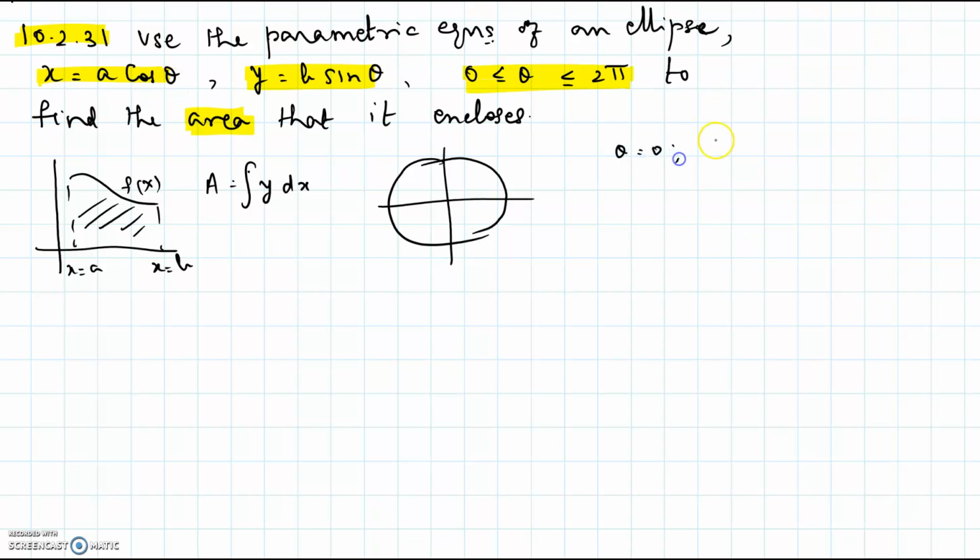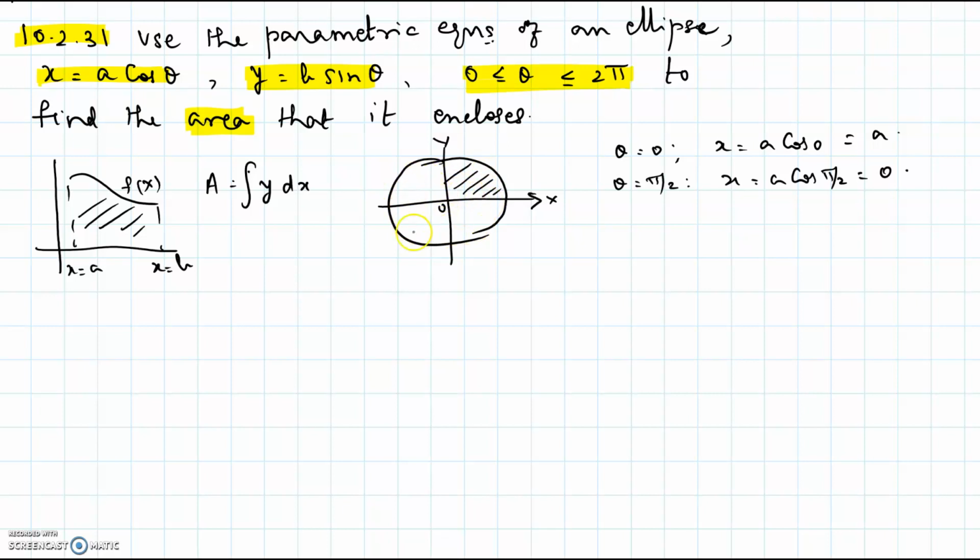At theta equal to 0, x equal to a cosine of 0, which is equal to a. When theta equal to pi by 2, x equal to a cosine pi by 2, which is equal to 0. And also we know that the graph of an ellipse is symmetric with respect to the x and y axes. So in order to find the area of this whole thing in Cartesian form, you can find the area of this one piece and then multiply by 4.